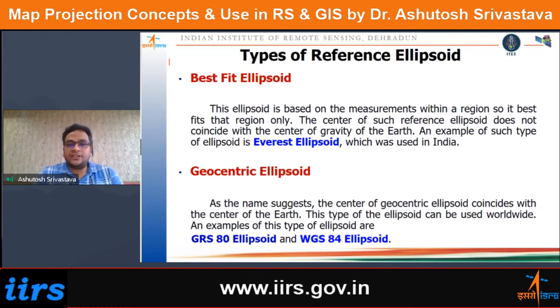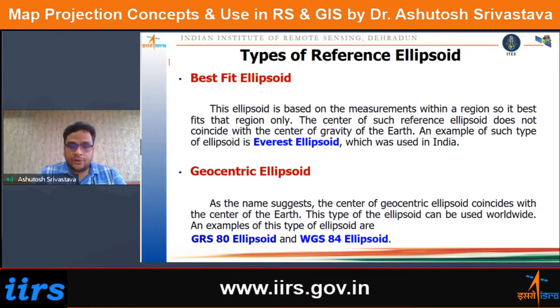An example of such an ellipsoid is the Everest ellipsoid, which was used in India. In earlier times, and until now, we were using this Everest ellipsoid also. I will discuss later which country uses which ellipsoid. As you are telling, questions are coming. I will discuss this at the end, when you can ask your questions.